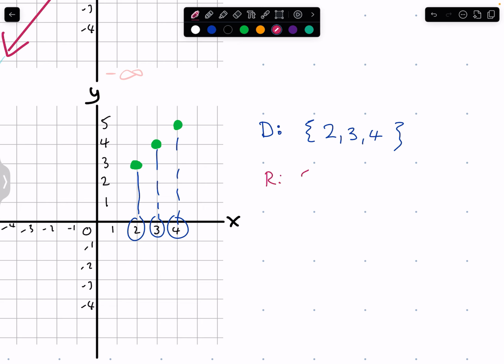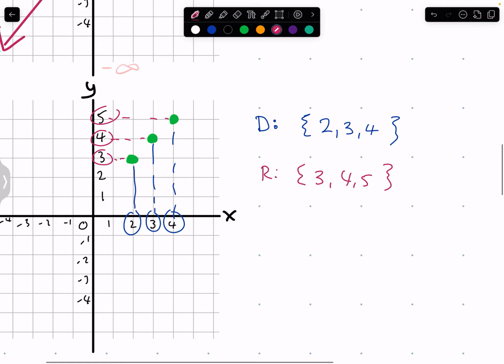Likewise for the range, I'm going to use set brackets. I'm going to look at my y values. I see I start at 3, then I have 4, then I have 5. So 3, 4, and 5, I would be done.